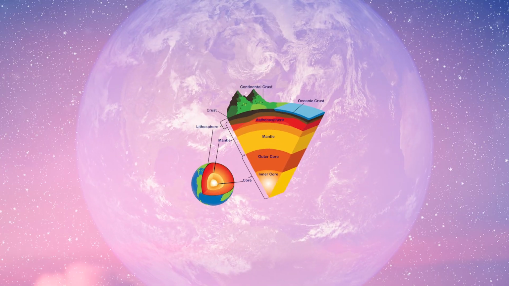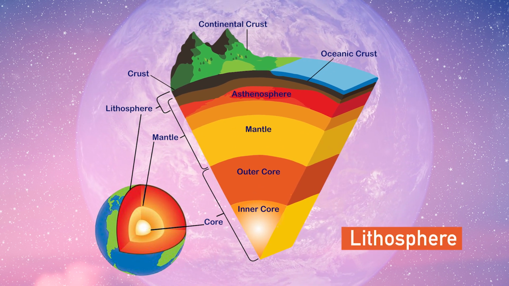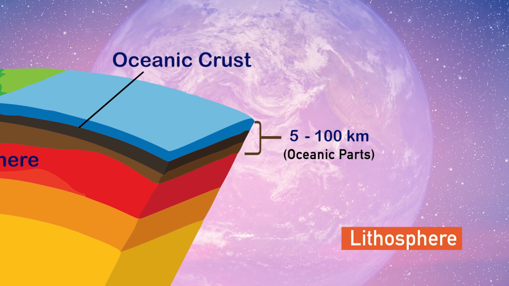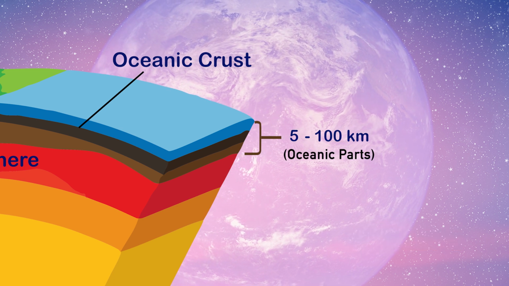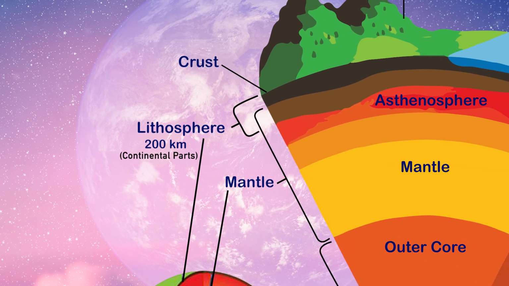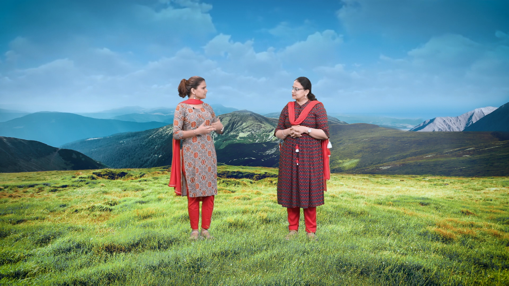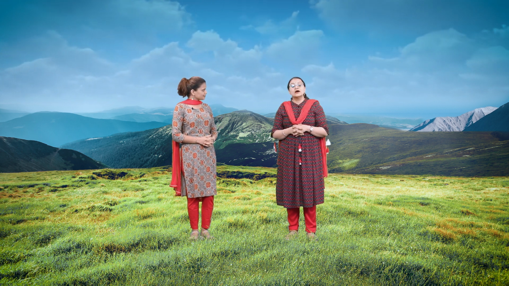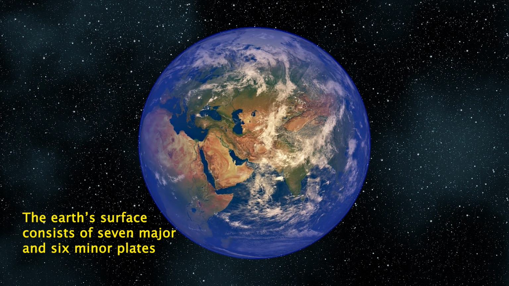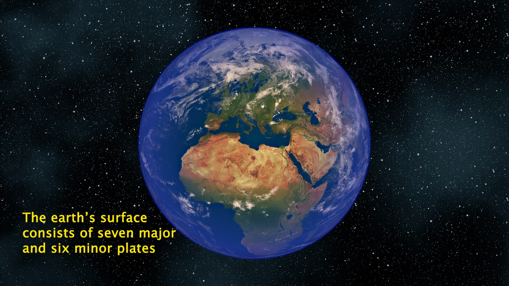Right. As we all know, the lithosphere includes the crust and top of mantle with its thickness ranging from 5 to 100 kilometers in oceanic parts and about 200 kilometers in the continental areas. Okay. So, is the whole Earth's surface made up of this huge tectonic plate? No. The Earth's surface consists of 7 major and 6 minor plates depending on their size.